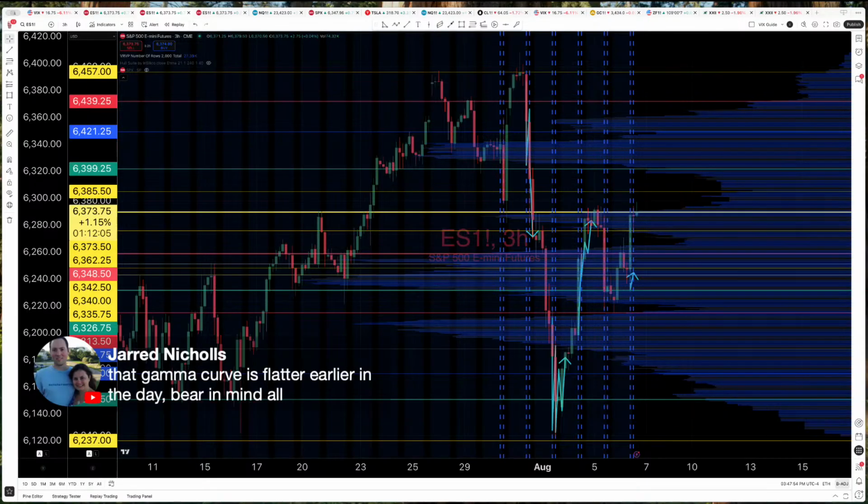Yes, the gamma curve is flatter earlier in the day. That's why I've suggested that we take this trade in the final hour show, when gamma is much higher and premium has already done most of its decaying.